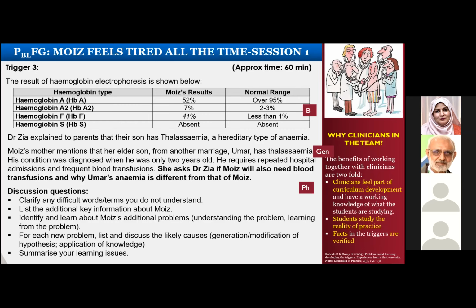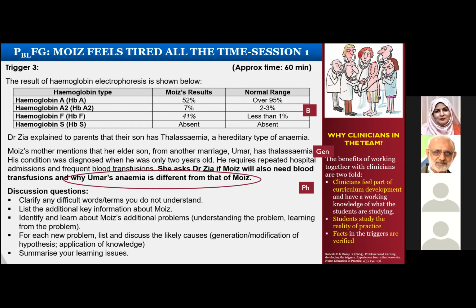Dr. Zia explained to parents that their son has thalassemia. So the mystery is all solved over there. The doctor has already informed that the patient is having thalassemia, a hereditary type of anemia. So now the students know that there should be some genetics over there, and there is the other son, who is also having blood transfusions being done, so how is it related in this case. So practically we are linking the different things for the students to help them come to the conclusions.